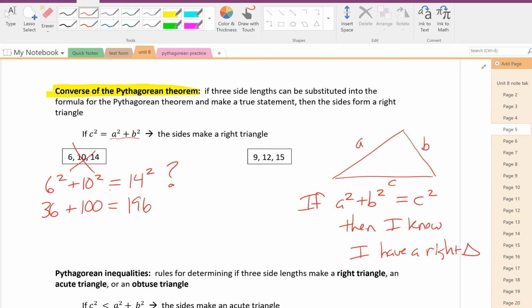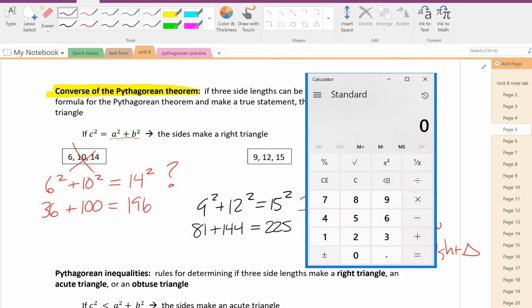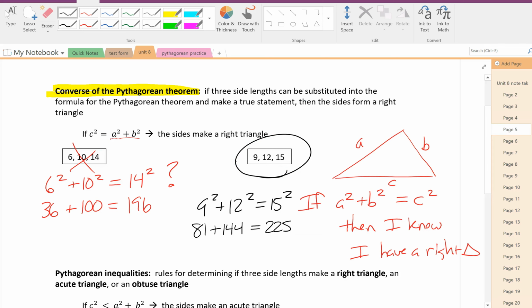Okay. If I move over here and I do 9, 12, and 15, does 9 squared plus 12 squared equal 15 squared? 9 squared is 81, 12 squared is 144, 15 squared is 225. Does 81 plus 144 equal 225? Yes, it does. So this set of numbers here is a Pythagorean triple. In other words, if I have a triangle and its side lengths are 9, 12, and 15, I have a right triangle.